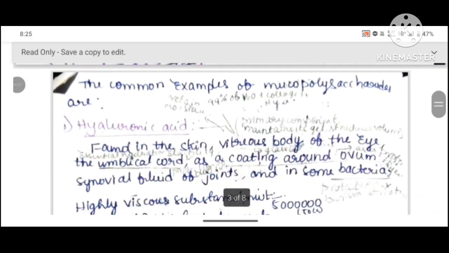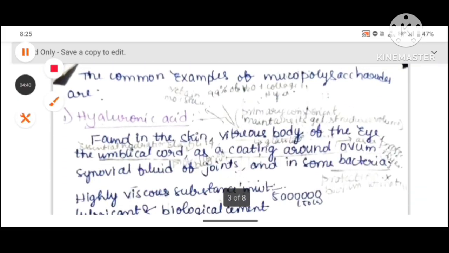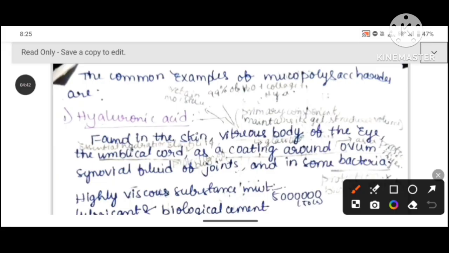So let's see the common examples of mucopolysaccharides here. The first example is hyaluronic acid, which is very important. It is found in the skin, the vitreous body of the eye, the umbilical cord, and as a coating around the ovum. It is present in the synovial fluid of joints and in some bacteria.